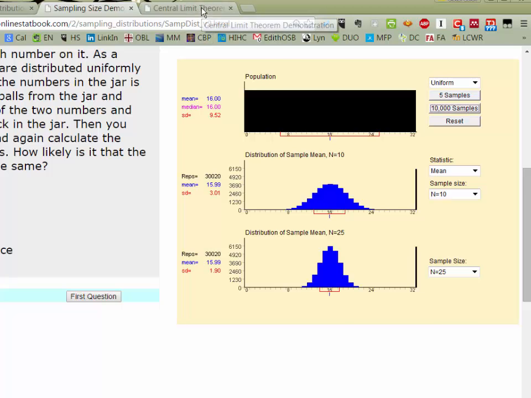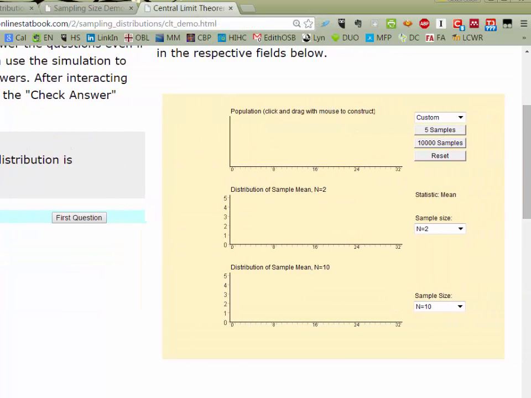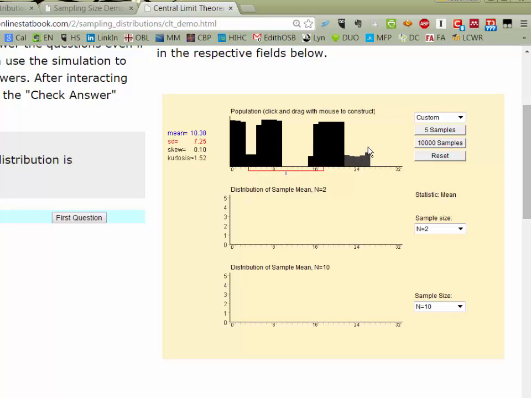Let's look at our final demonstration. This one is designed to help us see just how powerful the central limit theorem is. So we've looked at distributions that were uniform and normal. This one will let me draw my own distribution, and I'm purposely going to make a very peculiar looking distribution. It's going to be not normal. I'm going to leave a big gap. I'm going to make it be bulky up and down in a variety of places. And so this is a completely non-normal distribution.